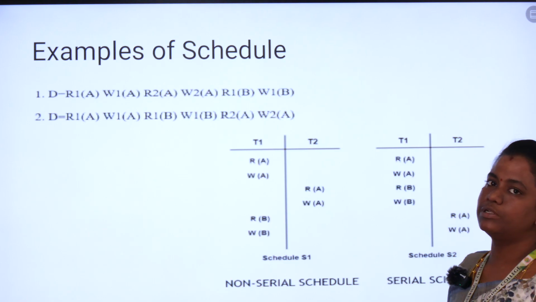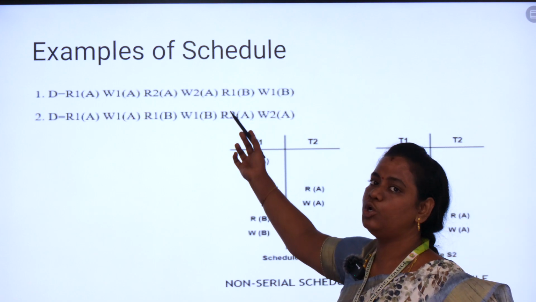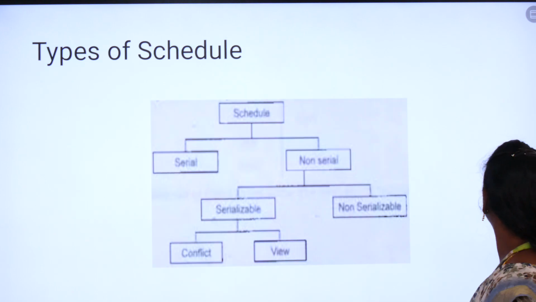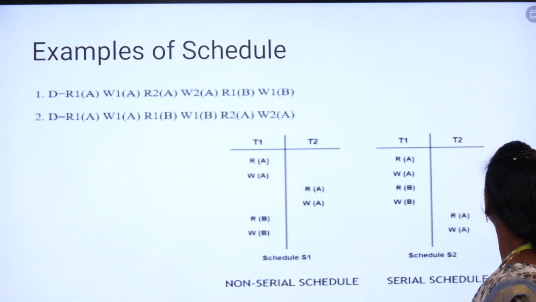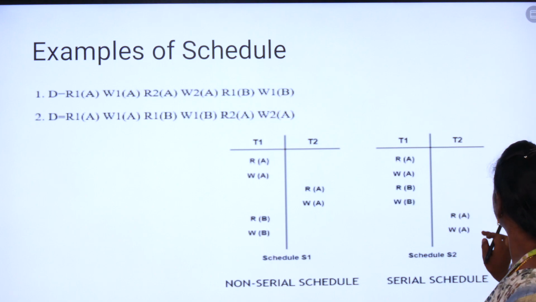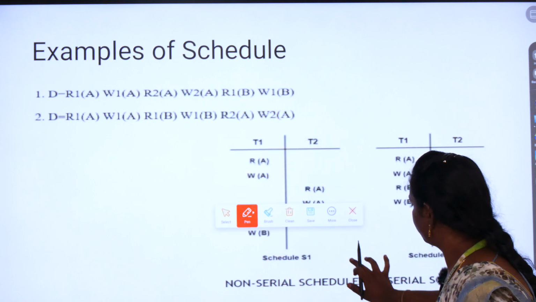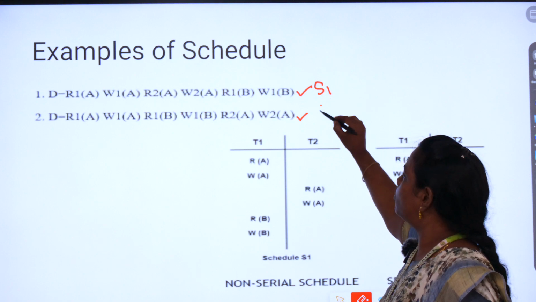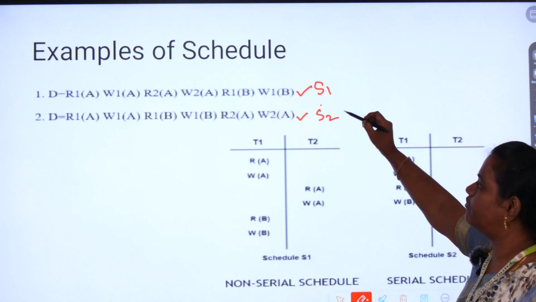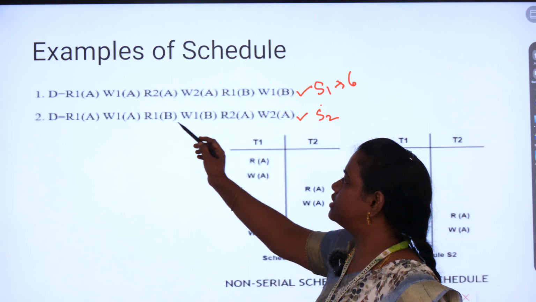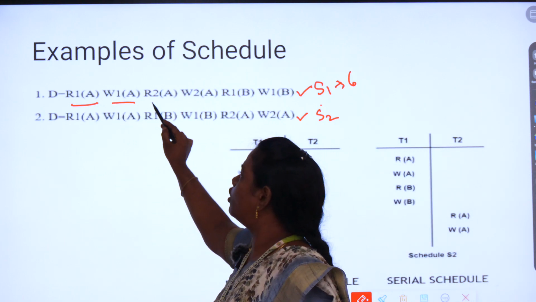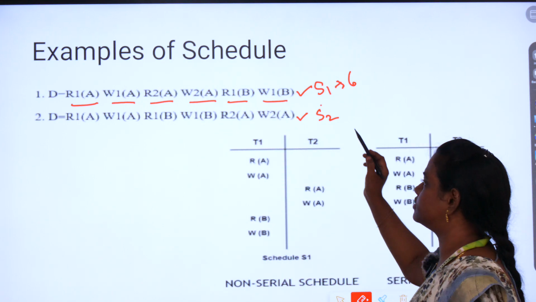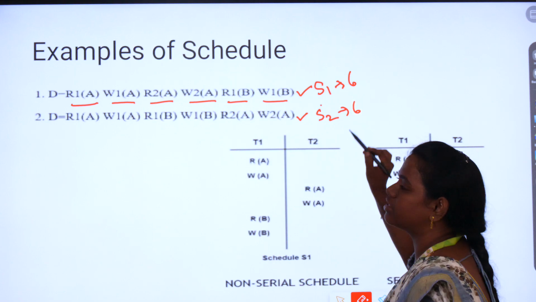So next is examples of schedules. Here they have given 2 schedules. This is our first schedule and this is our second schedule, schedule 1 and schedule 2. In schedule 1 we have totally 6 operations, that is R1 of A, W1 of A, R2 of A, W2 of A, R1 of B and W1 of B. In schedule 2 also we have 6 operations.